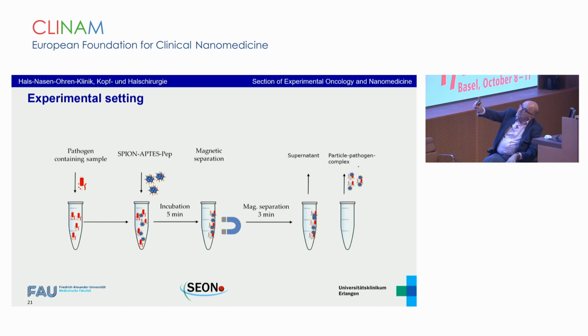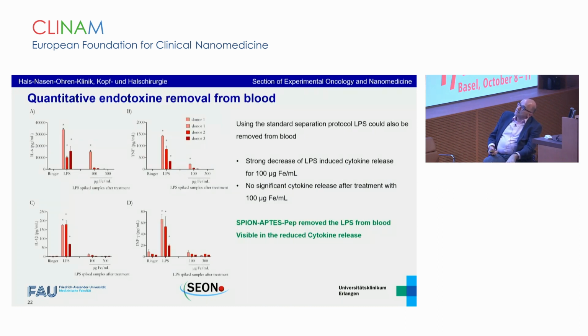And this is the procedure. On the one side, you have the sample containing the pathogen. You add the particles with a special coating. Then you attract the compound, that means the particles with the bacteria, and then you can have a very high concentration. And what you can see here on the left side is, if you have a container with LPS and you apply our particles with an external magnetic field, you can lower the interleukin detection here. That means that we can really extract the LPS from the container.